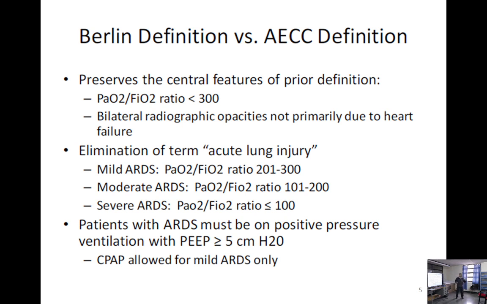Now, again, if I were going to give you a theoretical lecture, we would have the Berlin definition and the ACC definition. Don't worry so much about that. Basically, the central feature is a PaO2 FiO2 ratio less than 300. By now, you have already learnt it. Because when the patient comes to you, you are alone. With your short training, you have to be able to make an objective diagnosis. So don't panic. Do a blood gas.